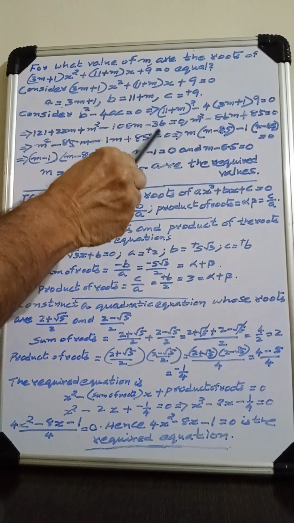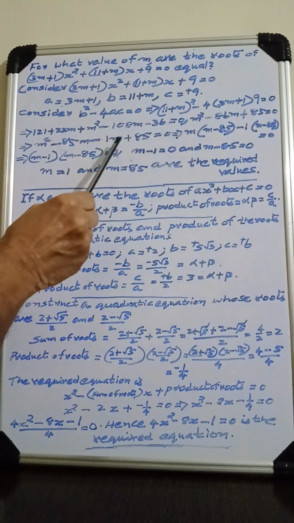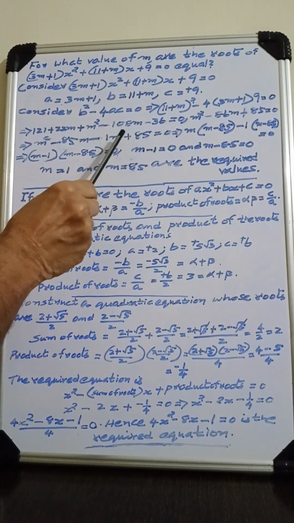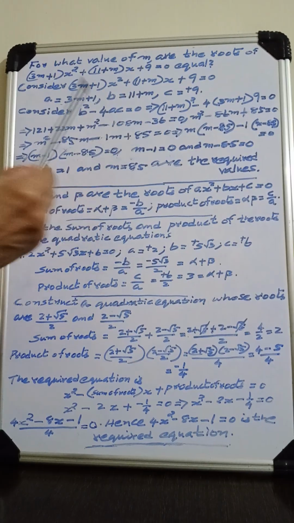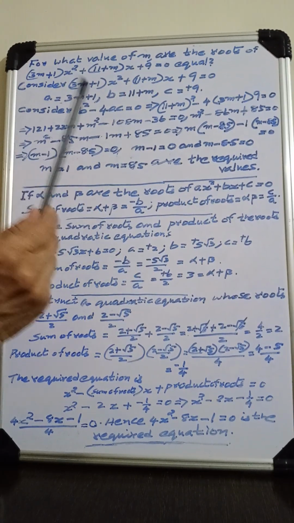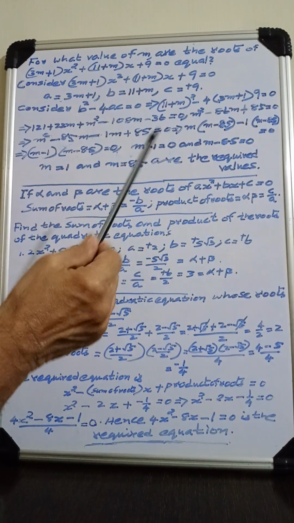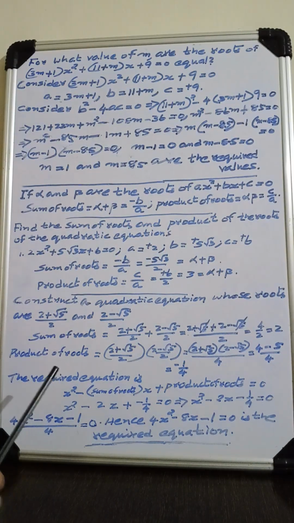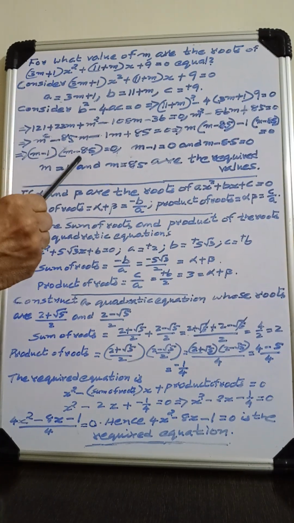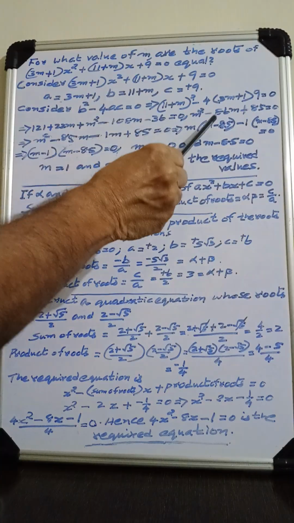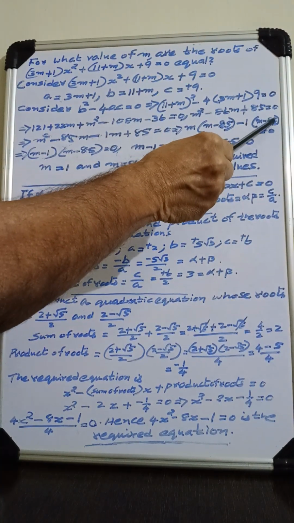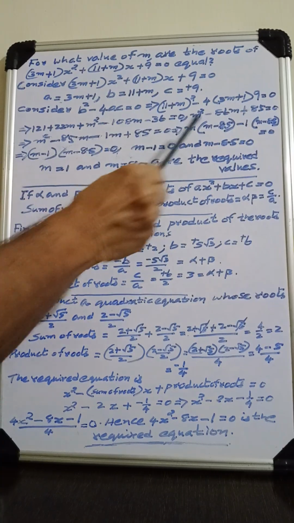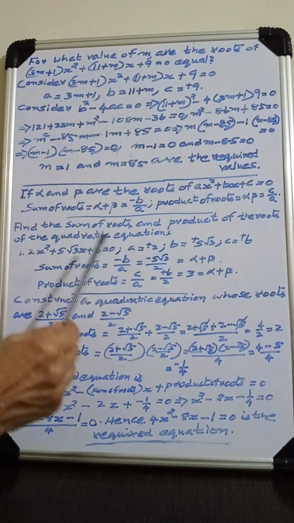Next, in minus 1m plus 85, I am taking minus 1 outside. Therefore, m minus 85. When you take minus 1 outside, the plus becomes minus, minus into minus gives plus. Thus, minus 1 into (m minus 85). So (m minus 1) into (m minus 85) equals 0. m minus 85 is the common factor here. Taking it outside, we get (m minus 1)(m minus 85) equals 0.